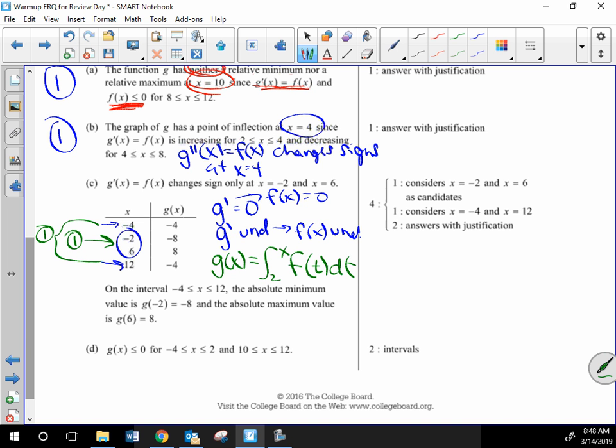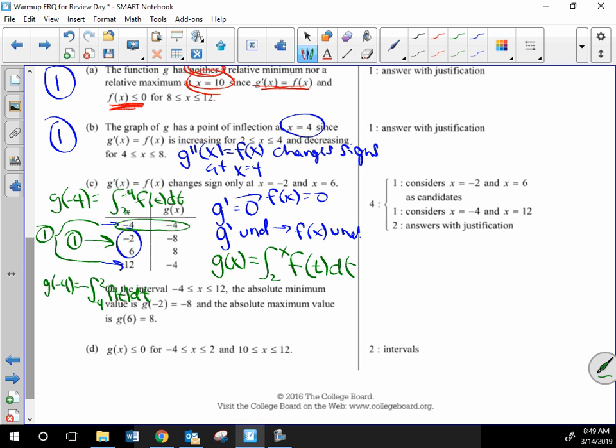Keep in mind, if our bounds are flip-flopped, then that means we're going to have to switch them and negate it. So for example, for this one here, when I go to do g of -4, this would be from 2 to -4 of f of t dt. I would want to go ahead and switch my bounds. So I would have g of -4 is the opposite of -4 to 2. Okay, so that's something to be careful with there.